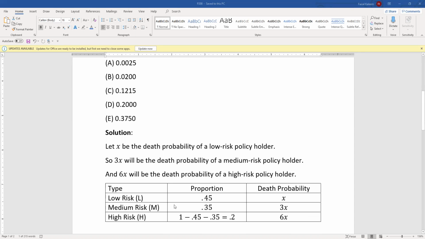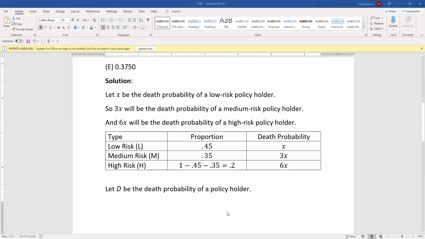So here's the situation. We're given that 45% are low risk, 35% are medium risk. And so we can calculate the high risk will be 1 minus 0.45 minus 0.35. So that's 20%. And now the death probability given low risk was X, for medium risk was 3x, and for high risk was 6x.